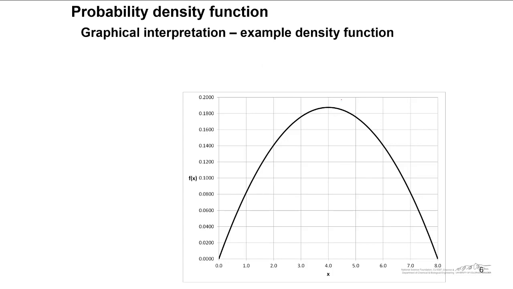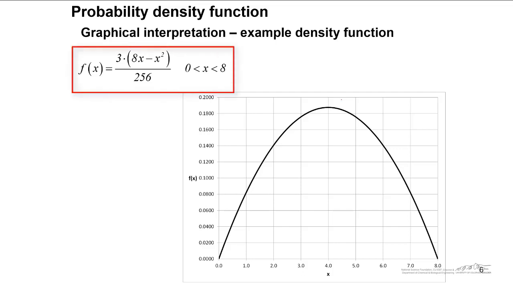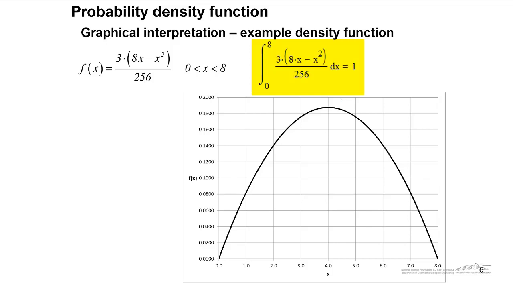Let's take a look at an example. We have a density function here, f of x, and the equation might be given by f of x equals 3 times (8x minus x squared), quantity divided by 256, and our domain is between 0 and 8. We could integrate this and make sure that it's a probability density function. And when you integrate this over the entire domain, 0 to 8, it equals 1.